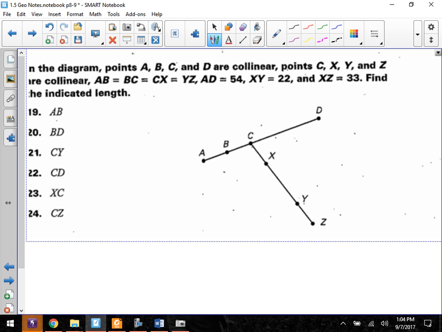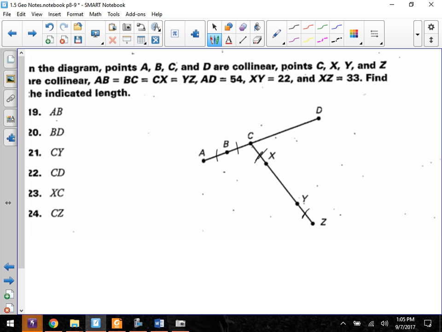Now, it says that points A, B, C, and D are collinear, which means they are all where? Same line, okay? Then it says C, X, Y, and Z are also collinear, which means they're also on the same line. So the next line says AB, BC, CX, and YZ are all equal to each other, which means they're all congruent. So you can put your tick marks in. Just like that.